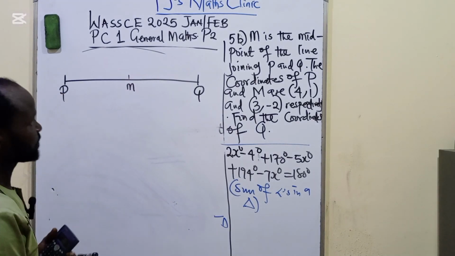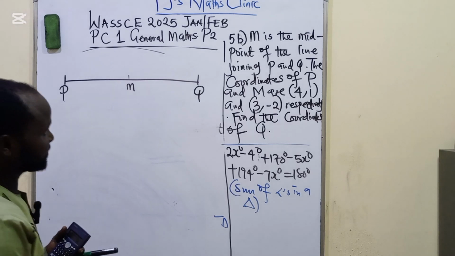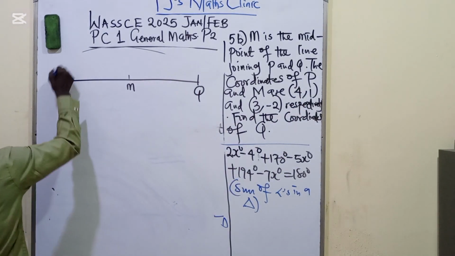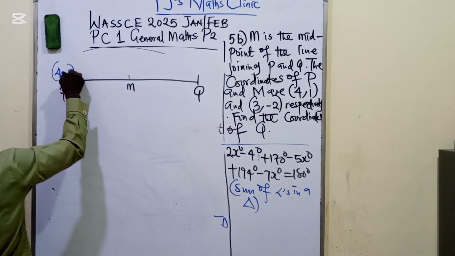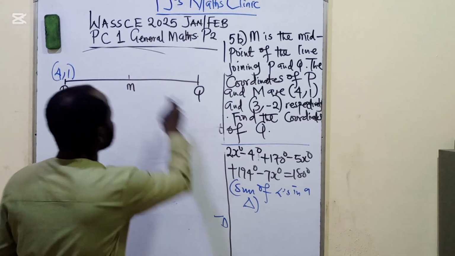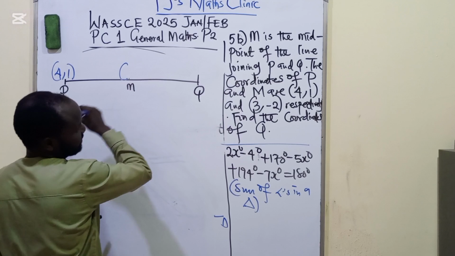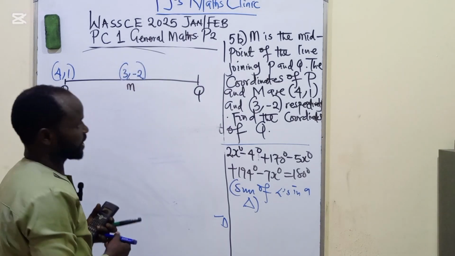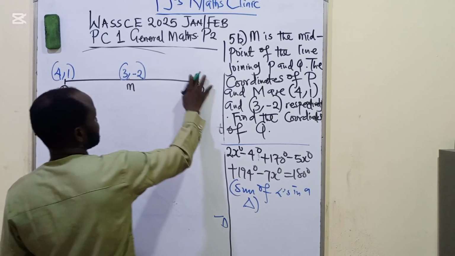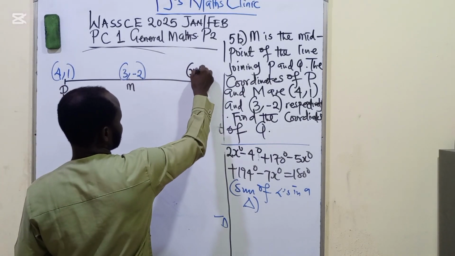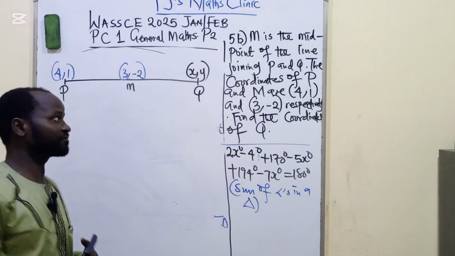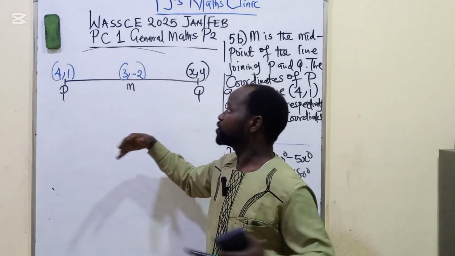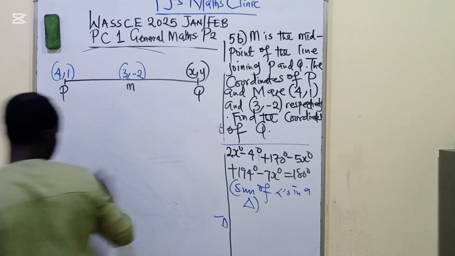Very important. Okay, the coordinates of P and M. The coordinate of P is given, which is, let me write it up, 4, 1, and that of M, which is at the center now, is 3, minus 2. Then we are asked to find the coordinate of Q. We don't know. And this coordinate is the X and Y value we are looking for. Very important. So this is the midpoint between 2 points. So we have to recall the midpoint formula.